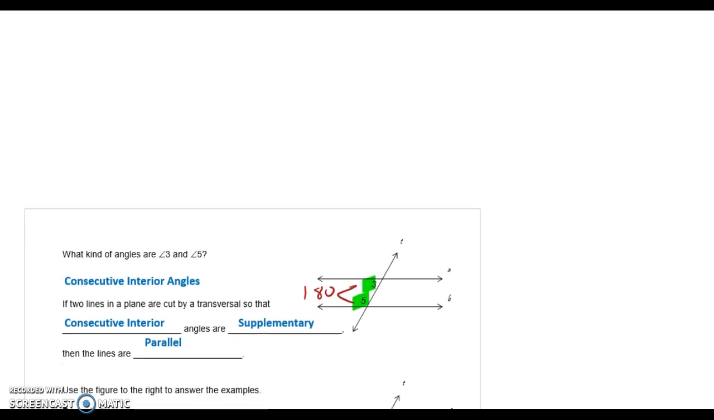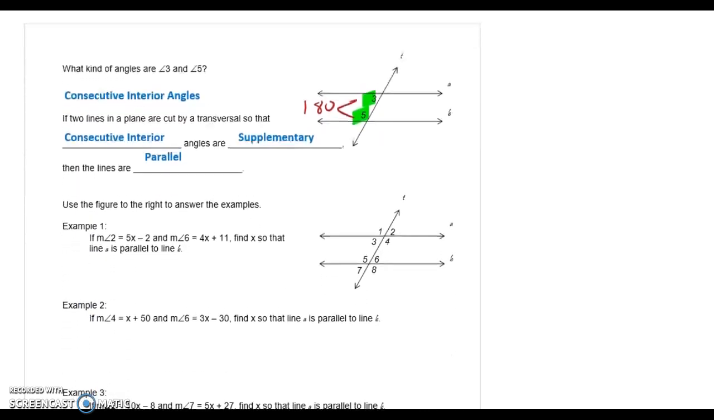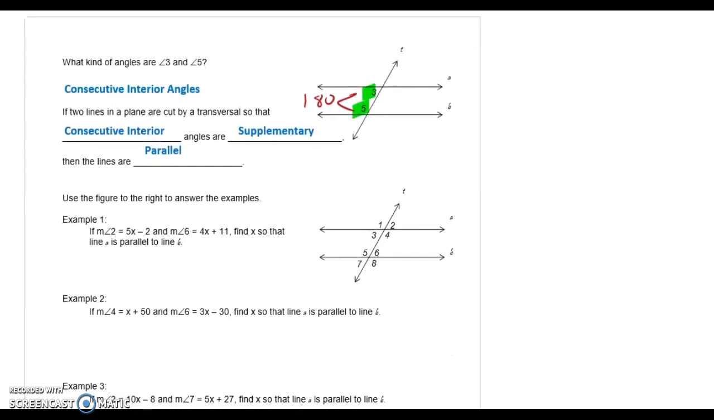So let's look at the examples. Use the figure to the right to answer the examples. In example 1, if the measure of angle 2 equals 5x minus 2, and the measure of angle 6 equals 4x plus 11, find x so that line A is parallel to line B. So our goal is to make that true, make those two lines parallel. So 2 is here, 6 is here.